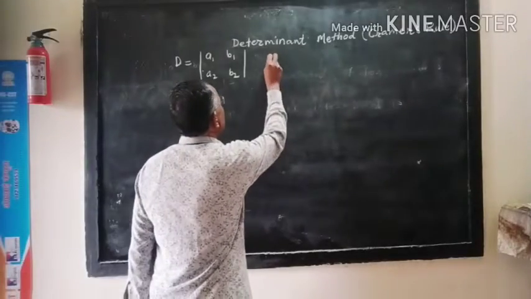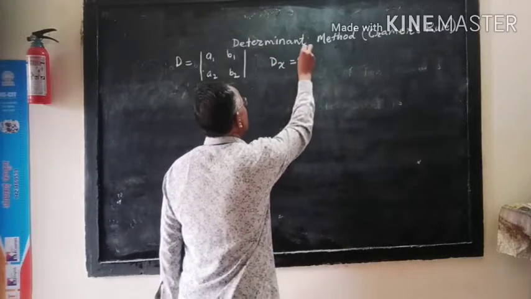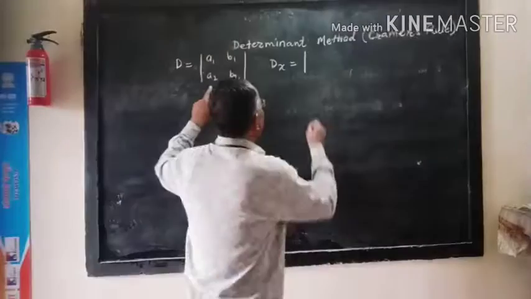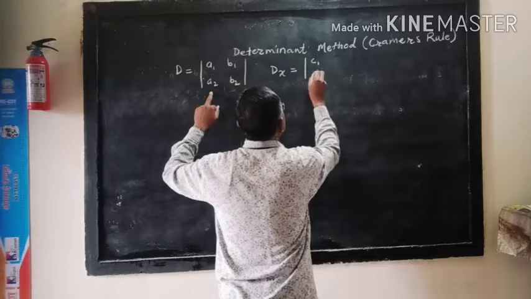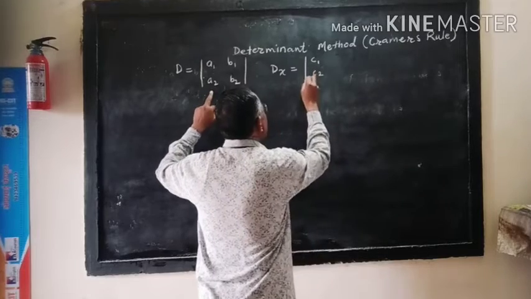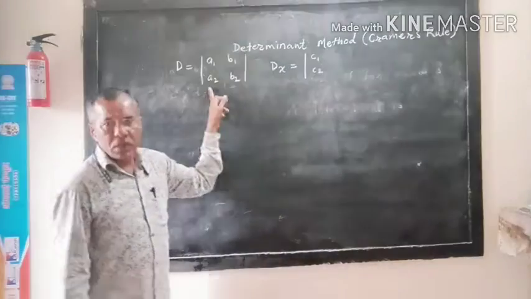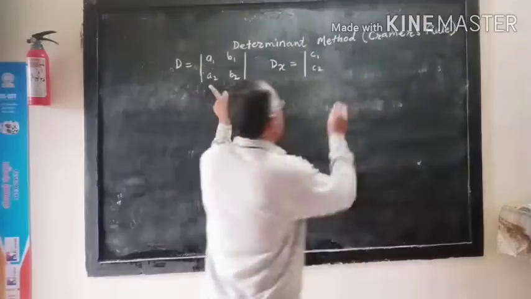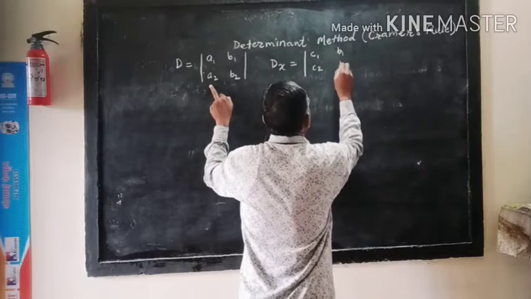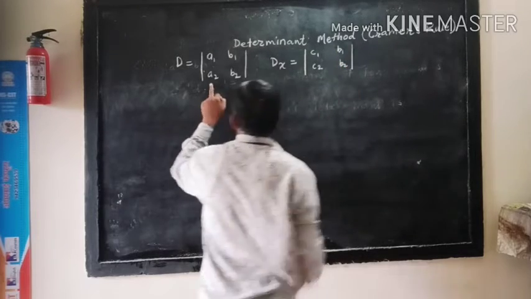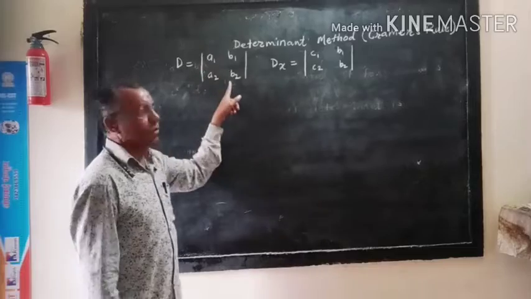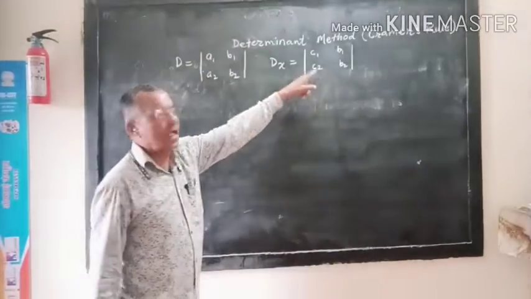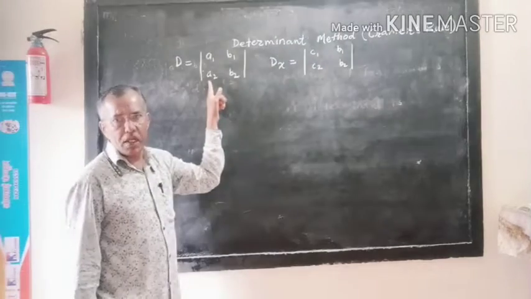And the value of Dx, you have to remember it. Dx is equal to, here A1 A2 get cancelled, and C1 C2 take the place of A1 A2, and here B1 B2. Here see that B1 B2. In D, it is A1 A2 B1 B2. But in Dx, C1 C2 take the position of A1 A2.